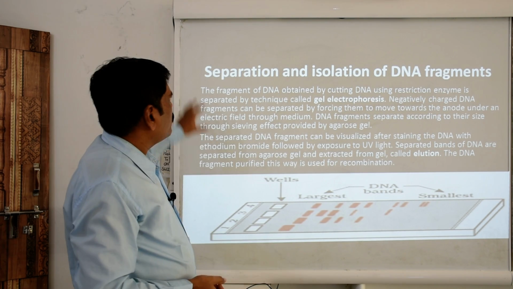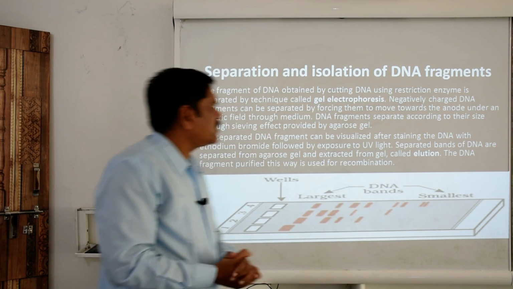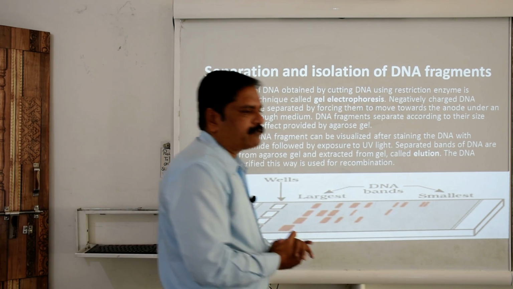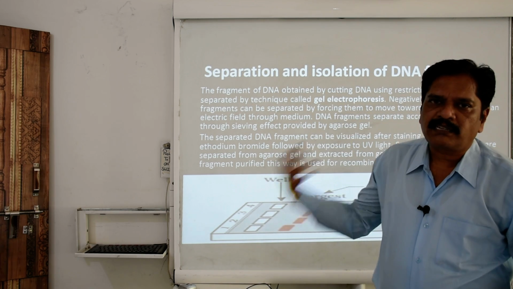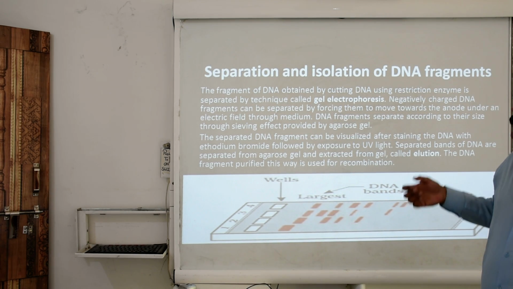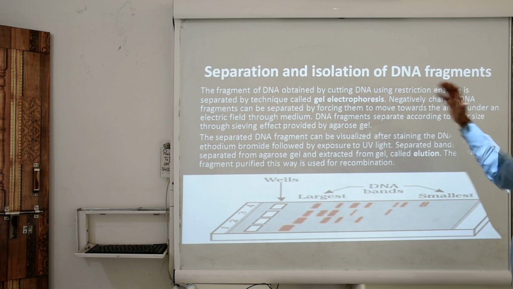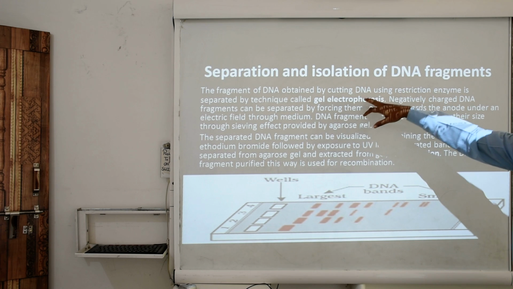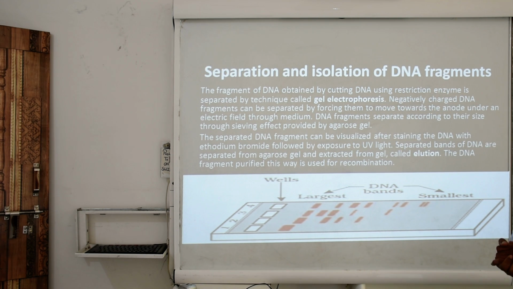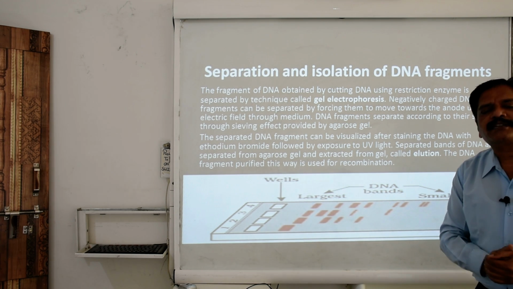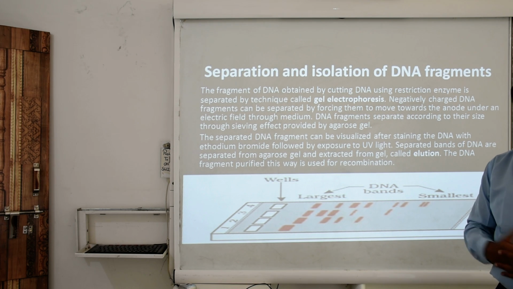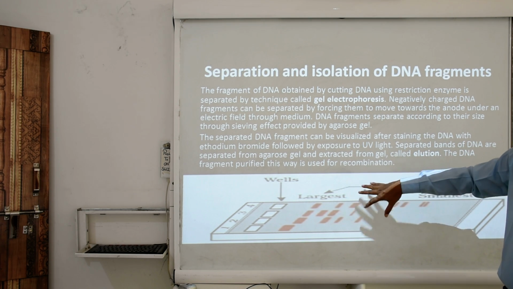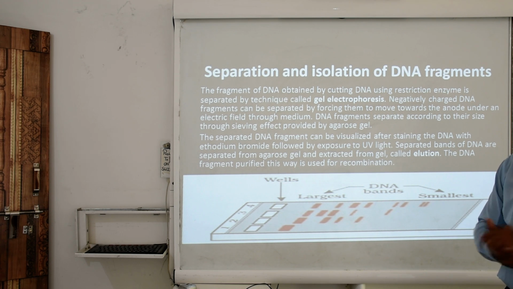Now, the separation and isolation of the DNA fragments which you obtain from the desired DNA molecule in the genome: how can they be separated and obtained? Clear? So the fragments of DNA obtained by cutting DNA using the restriction enzyme are separated by the technique called gel electrophoresis. In 11th class we learned about the different tools we use in biology. In this, gel electrophoresis is one of the most important tools.